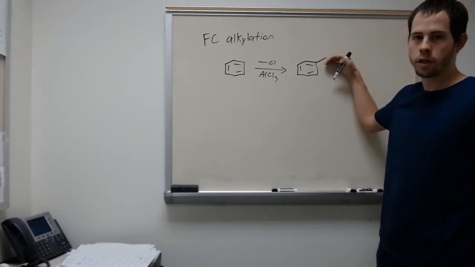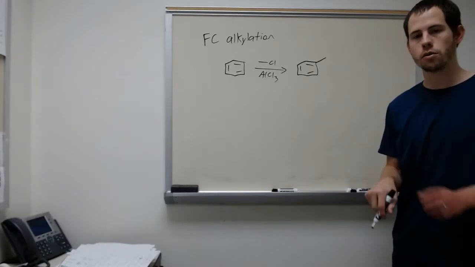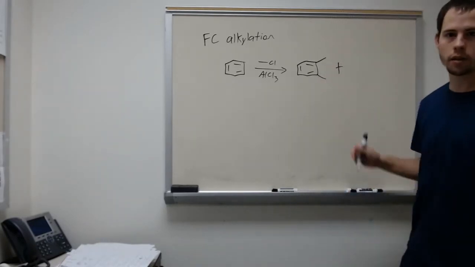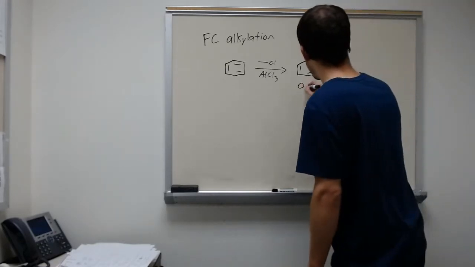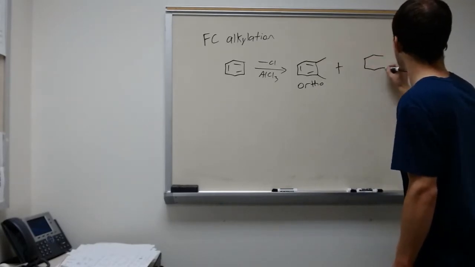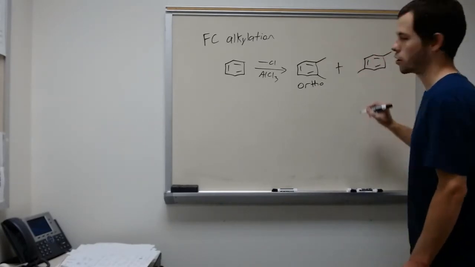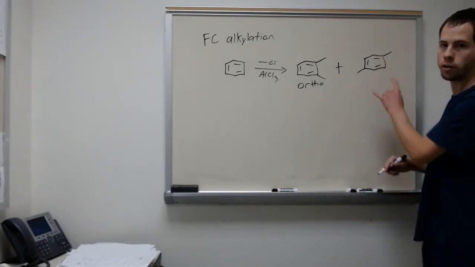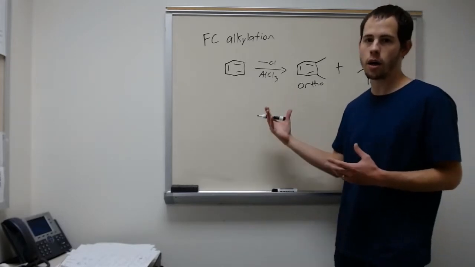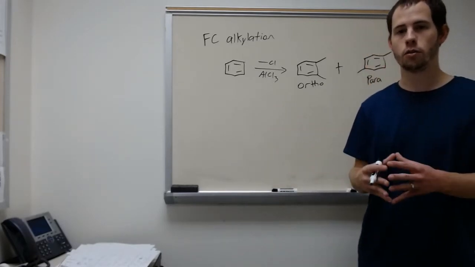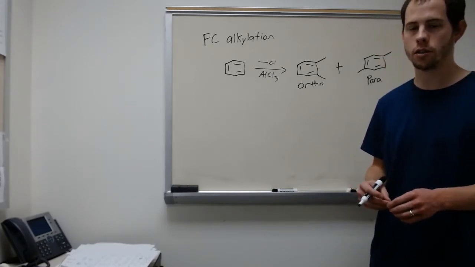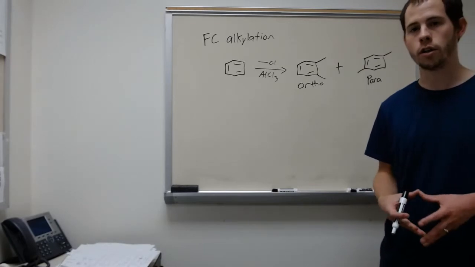We know that once this group gets on here, it's an ortho-para director. So our two products that we would get would be this dimethylated product where it has an ortho relationship, and then we would get the other product where it directs it to the other side here, and we call this relationship para. So what about if we only want a single alkylation on our benzene ring? Friedel-Crafts alkylation is not the way to go. Again, Friedel-Crafts acylation is your best bet, followed by Wolff-Kishner reduction.